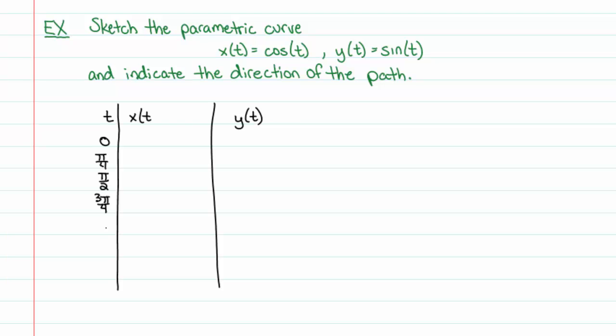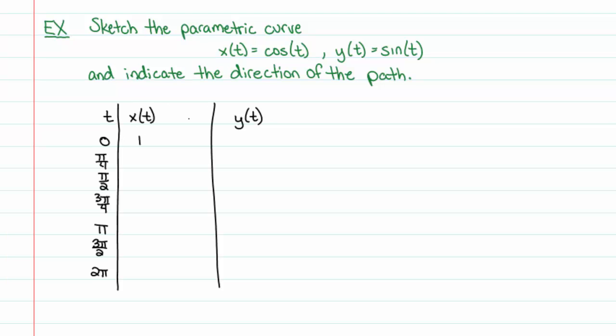But then once I get the idea of the path, I will then go just to pi, and then 3 pi over 2 and 2 pi. All right, I forgot my parenthesis there. So when t is equal to 0, we see that the cosine of 0, well, that's just going to be 1. In fact, I'll do all the cosines first.